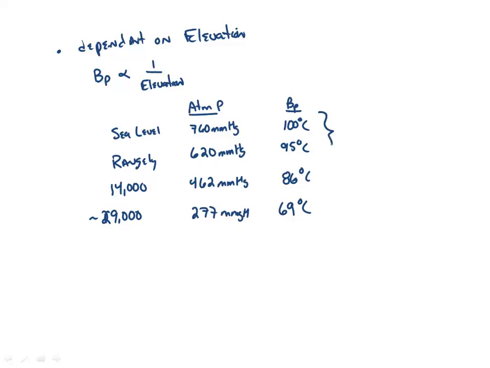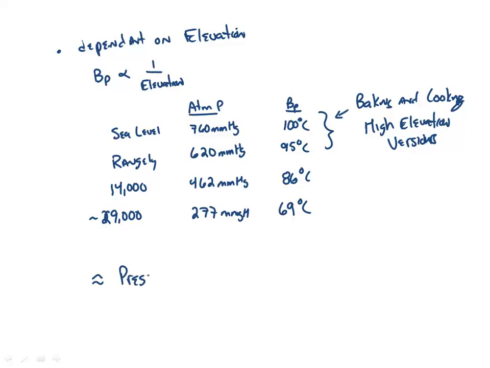So a lot of times for baking and cooking, we have high elevation recipes or high elevation versions. Although as far as I can tell, there's not much of a difference between Rangely and sea level for most baking things. I mean, they say you're supposed to add like an extra tablespoon of water usually, or an extra tablespoon or two of flour. I've never noticed it to make that much of a difference. And this is also kind of the idea behind pressure cookers.